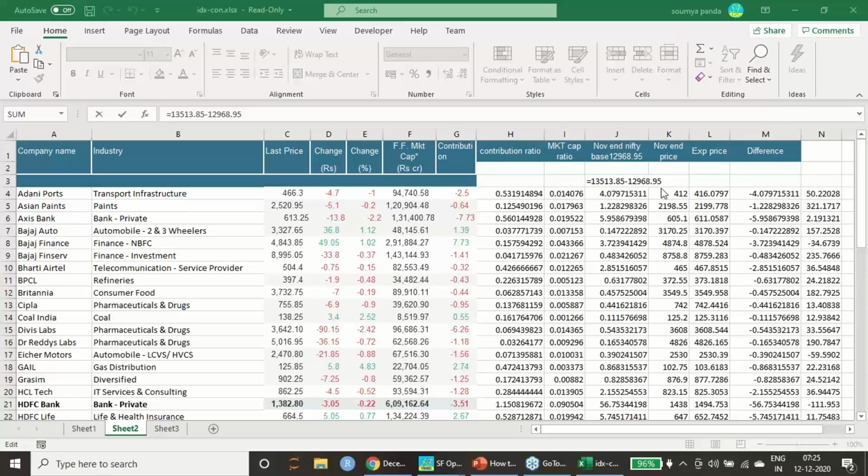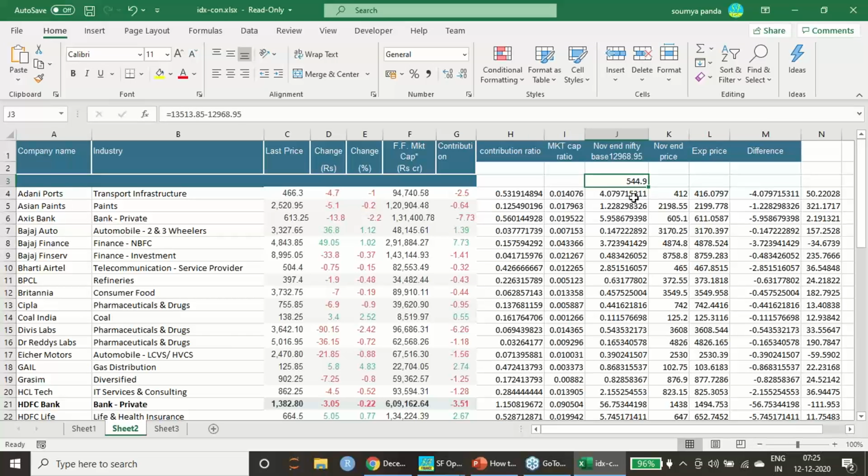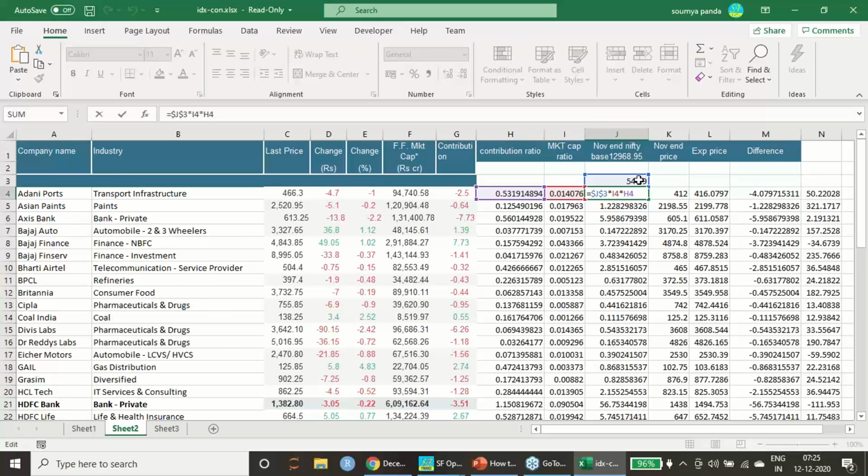So here I have taken the difference of 544. I have multiplied this 544 with the index contribution ratio and the market capitalization ratio, or market capitalization index. Both the things I multiplied for all stocks. And then, November end, this is the reference we have taken for the Nifty.